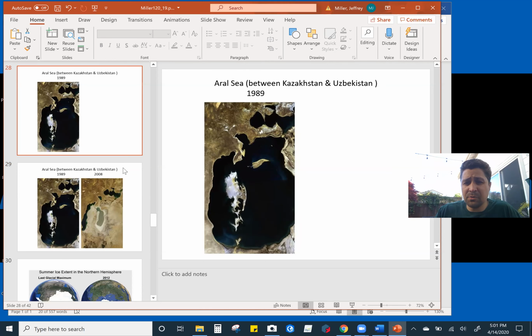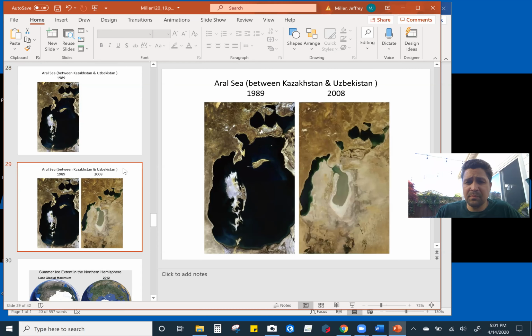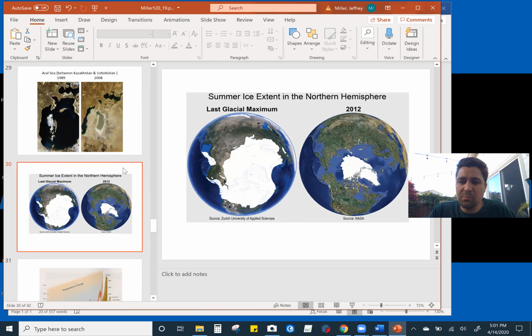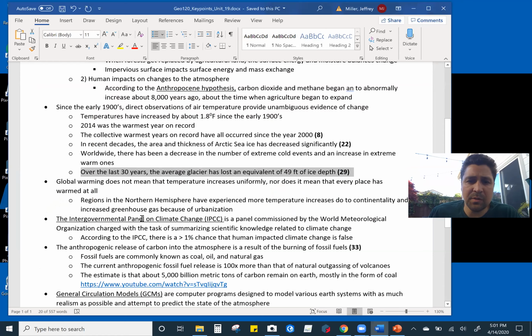This would be from a drought. That's part of climate change, right? Dry versus wet weather phenomena. In only about a 20-year span. That's not a very long time for an entire sea to go away. Here's more of what we're looking at. Again, from the model, from the last glacial maximum to what things currently look like in 2012. Anyways, okay.